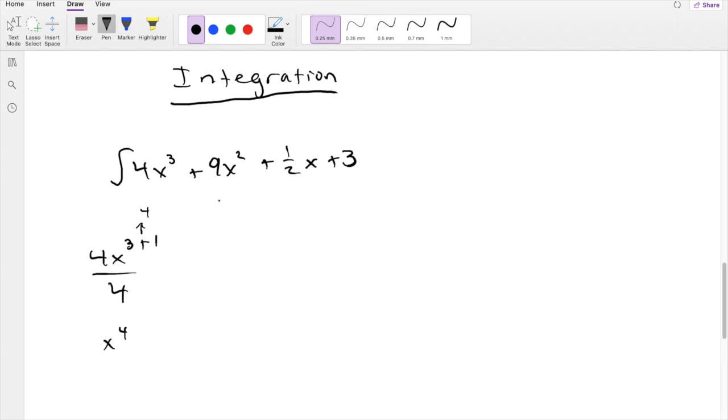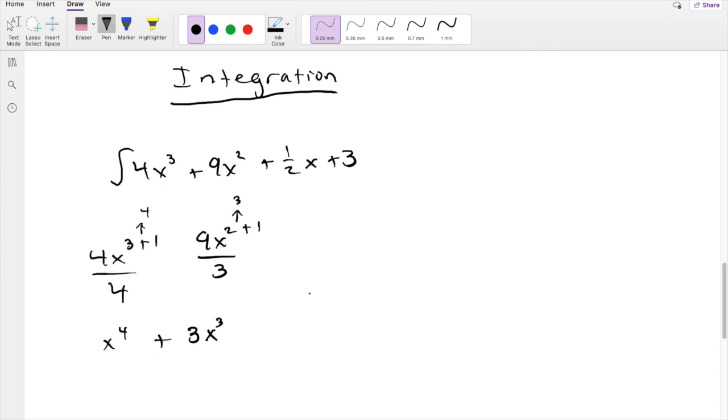Then we will repeat the process with the term 9x to the 2nd power. Add 1, get 9x cubed. Divide by the new power, 3, into the coefficient 9. We get 3x cubed. Add that together.